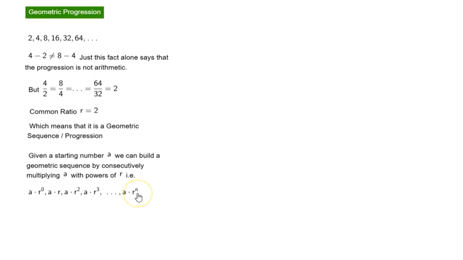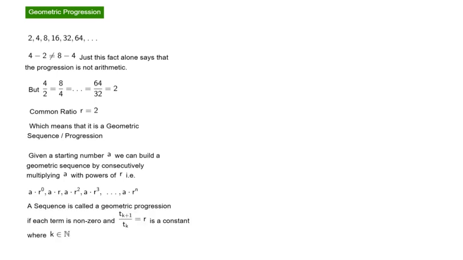Just remember this fact that when we see this A times R to the power of n, it doesn't mean that there are n terms, because we are starting with 0. So there are n plus 1 terms in the sequence. So a sequence is called a geometric progression if each term is non-zero and there is a common ratio R where k is in the set of natural numbers. Common ratio R can be any real number. For example, let A equal to 2 and R equal to half.